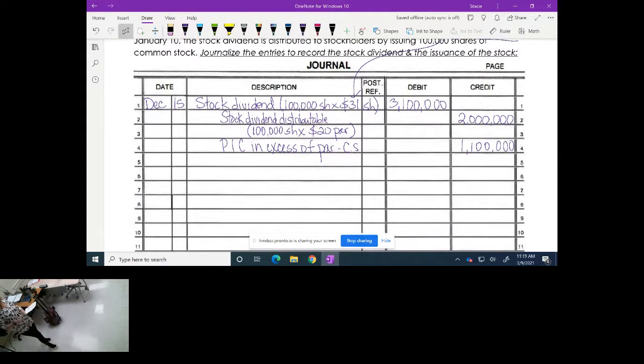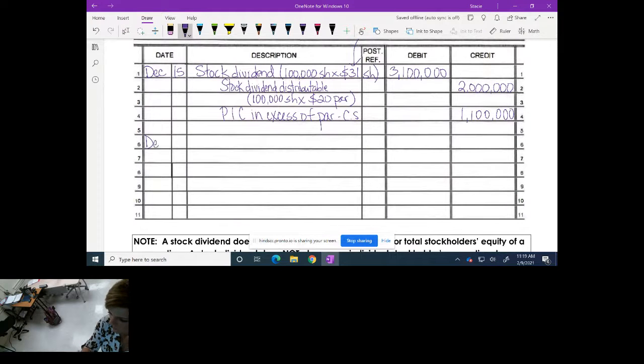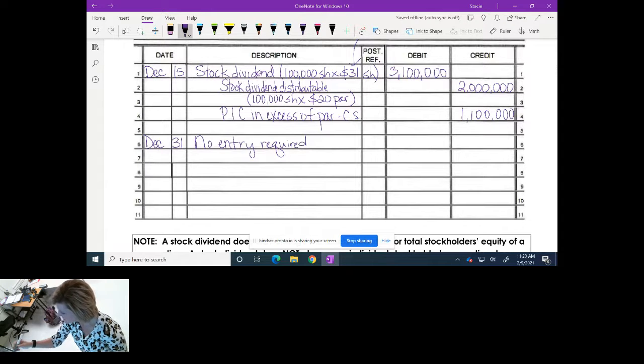So now we've got the date of record, and that's December 31. You can skip a line or not. I do that because it starts getting cluttered. No entry required. That one in the middle will be your easiest one of all. So when you're taking your test, if you don't know anything else and you know that the date of record, there's no entry, put that on there. That's 2 points.